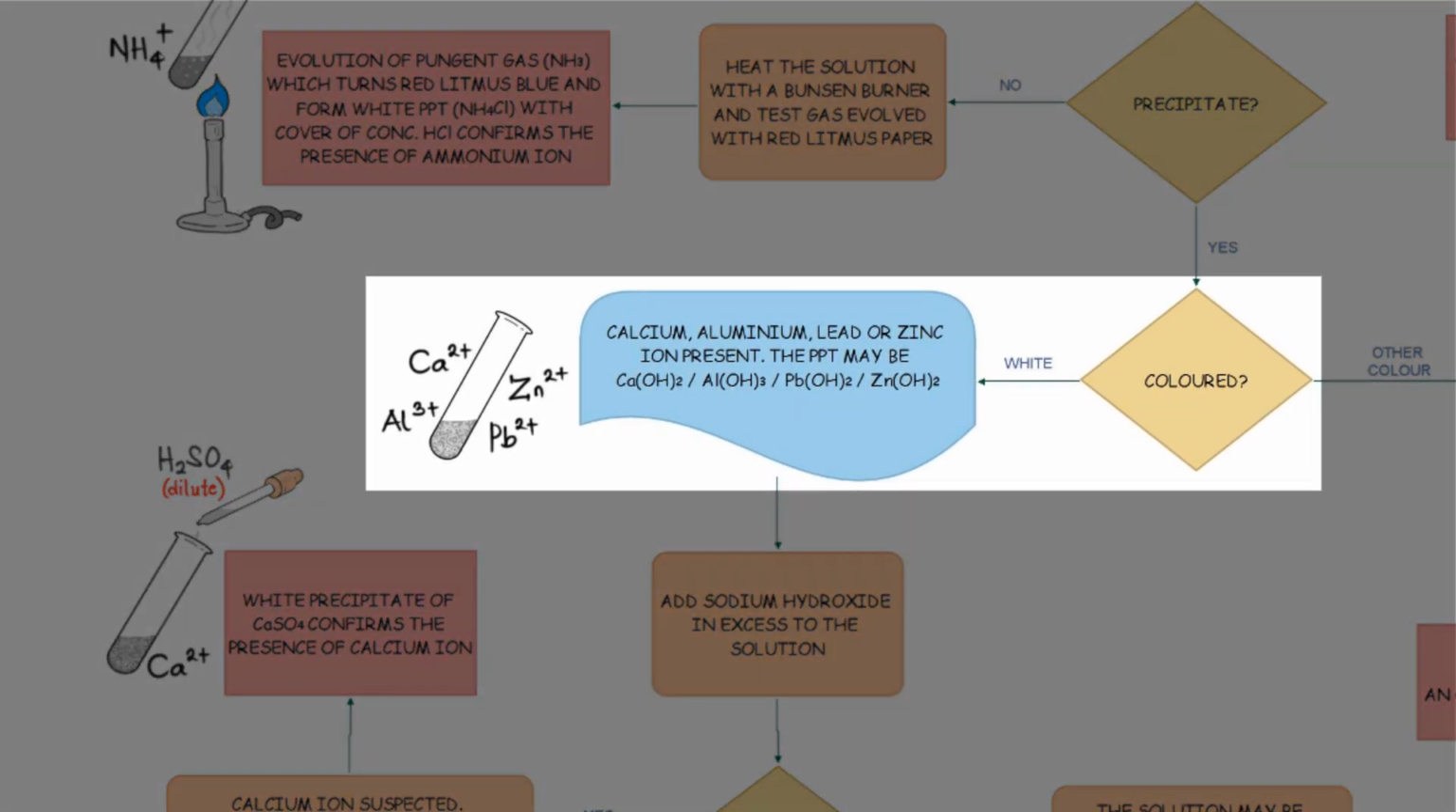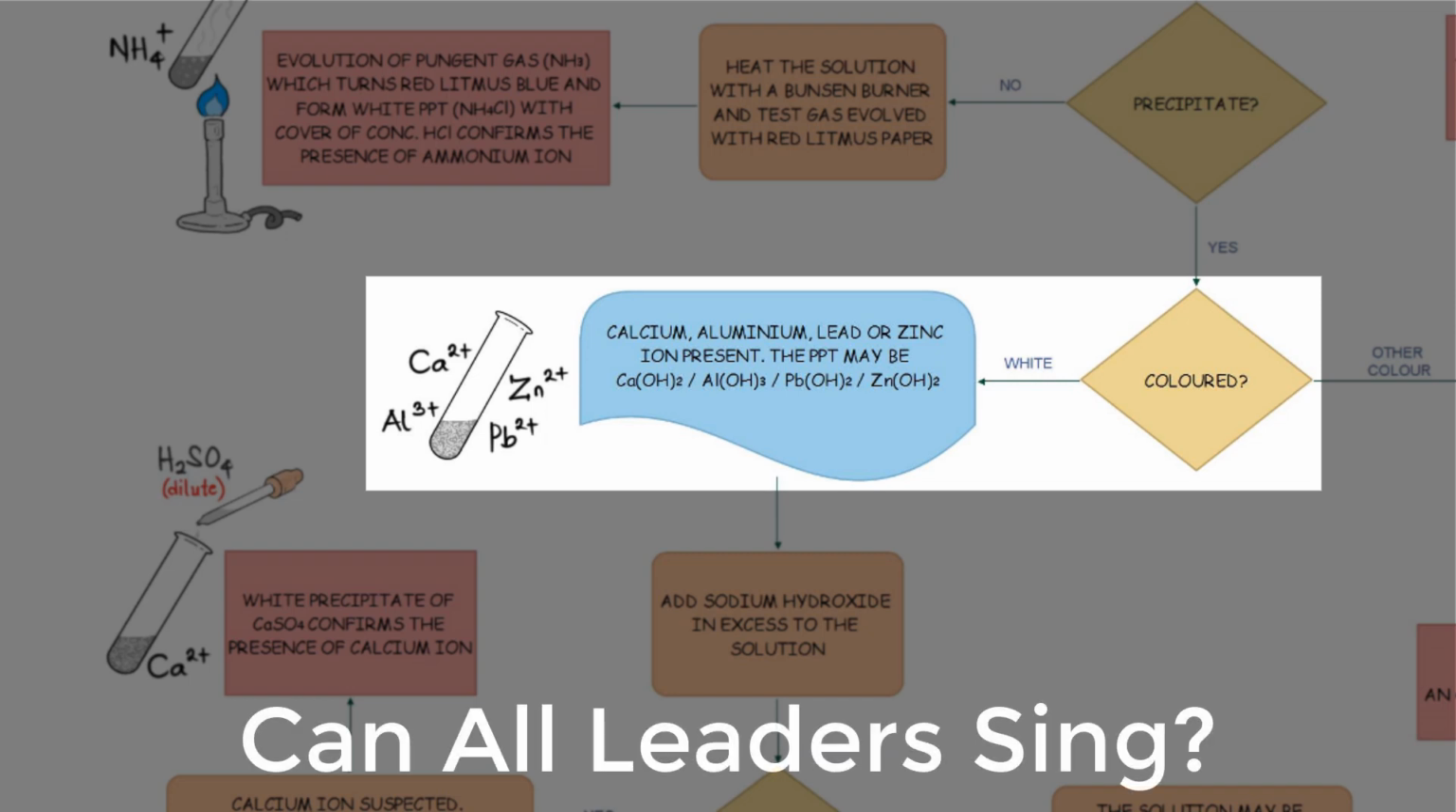We can have calcium, aluminium, lead, or zinc ion. For me to remember this, I use a mnemonic, which I found to be quite useful. Can all leaders sing? Okay. Calcium can, aluminium all, lead leaders, zinc sing.